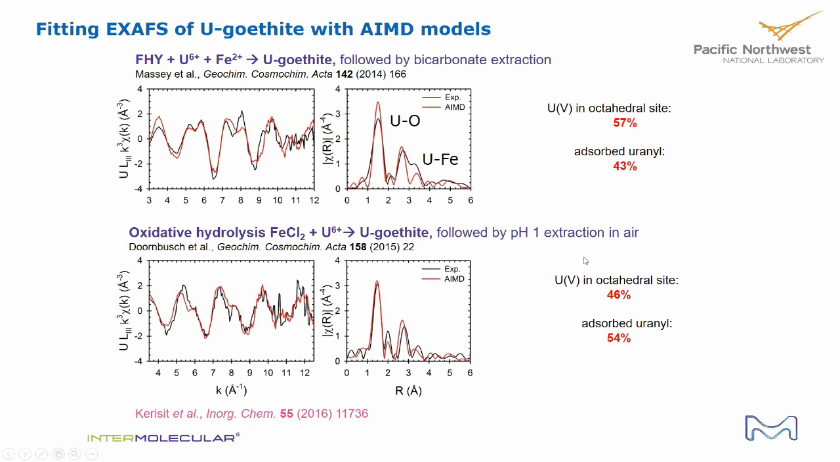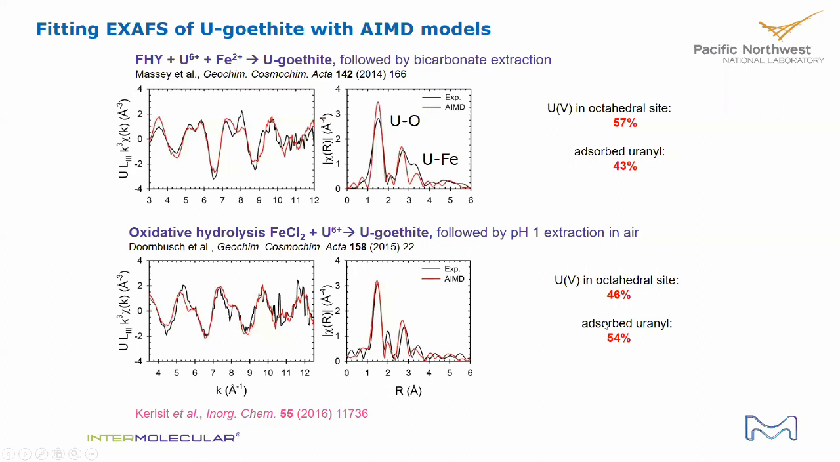We looked at another example of uranium-5 in goethite prepared in a different way, this time by the reaction of uranium-6 with iron-2 chloride. This also followed an acid extraction. Here we see even more adsorbed uranyl, although we can still identify U5 in the octahedral site.